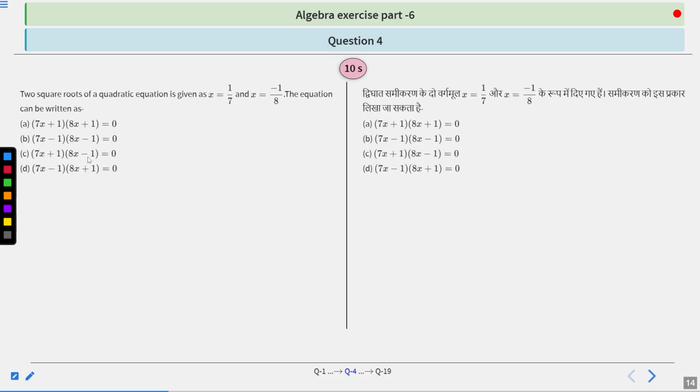Next, two square roots of a quadratic equation are given as x = 1/7 and x = −1/8. The equation can be written as, and the options are: option A, (7x + 1)(8x + 1) = 0. Option B, (7x − 1)(8x − 1) = 0. Option C, (7x + 1)(8x − 1) = 0. And option D, (7x − 1)(8x + 1) = 0. These are the options, and you have 10 seconds to find out the correct option.